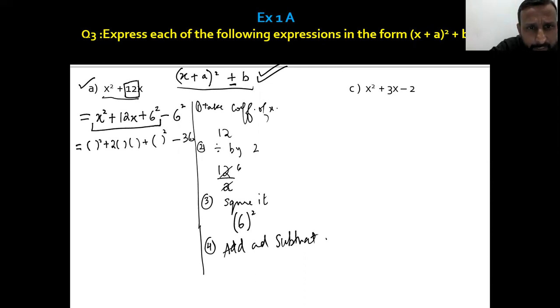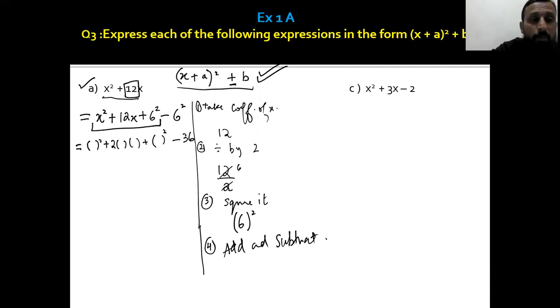That is, 6 square is 36. Now, look at these three terms. These three terms are for the identity a plus b the whole square, and it's equal to a square plus 2ab plus b square. So what we need to do is identify what is a and what is b.